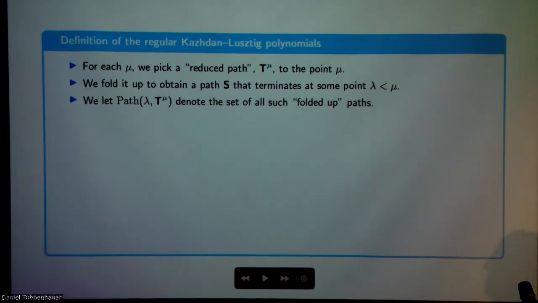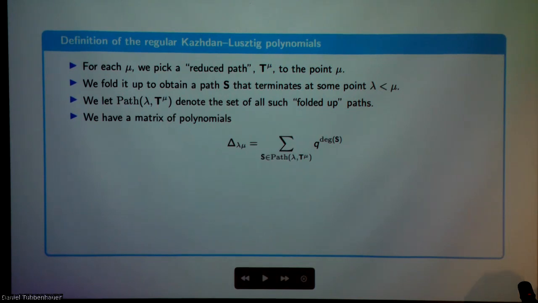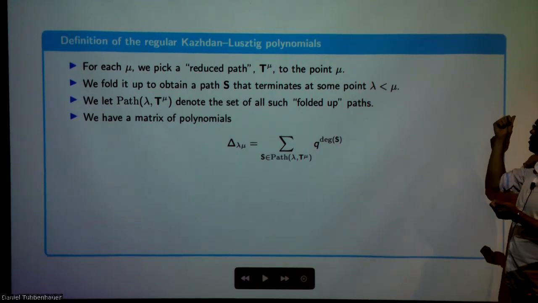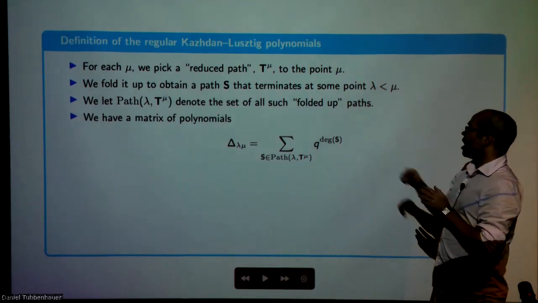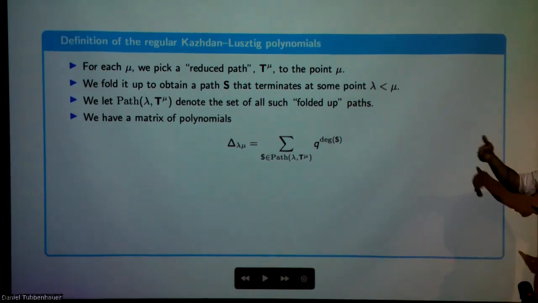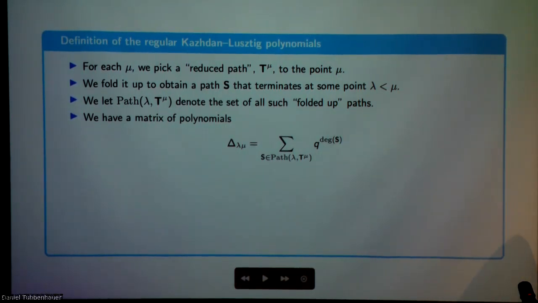Well, I want to talk about all these things, so I just give them a name. And then I'm going to record the polynomials that I get. We calculated a polynomial on the last slide, it's Q, great polynomial. Just calculate the polynomial by summing up Q to the degrees of all these paths, where you fix the point lambda and the point mu, the one you started, and you consider all the ways of folding it to a given point.